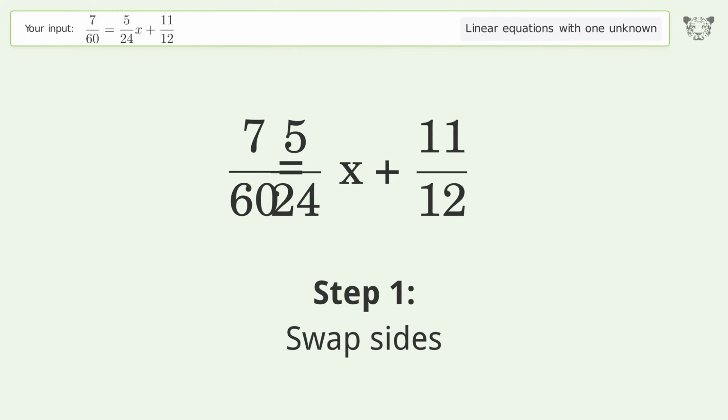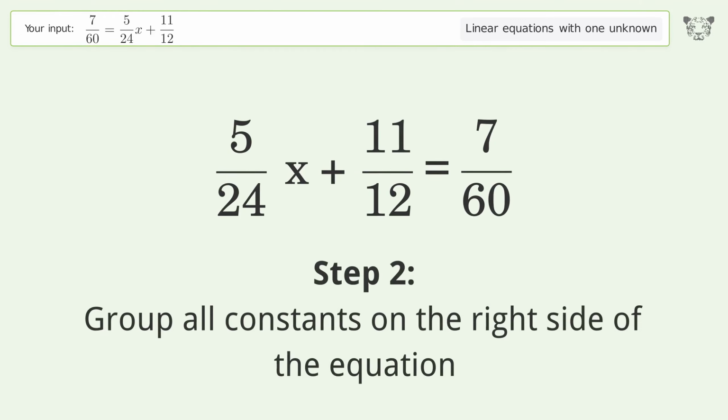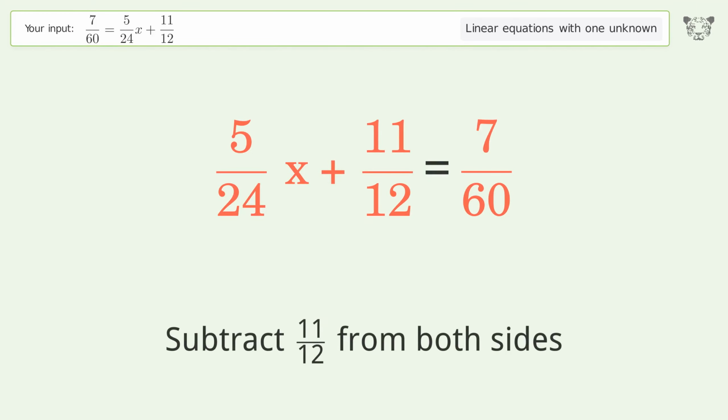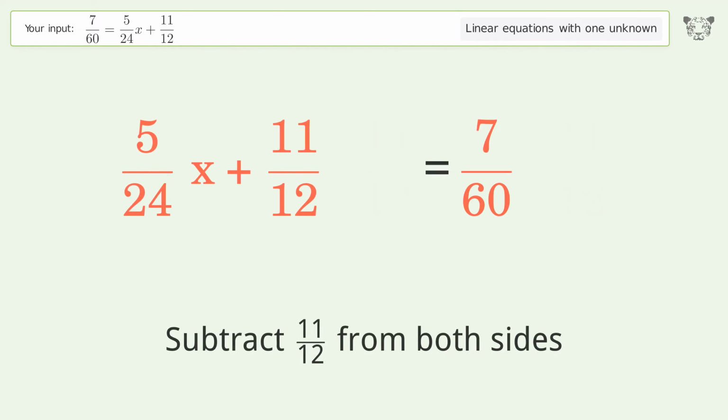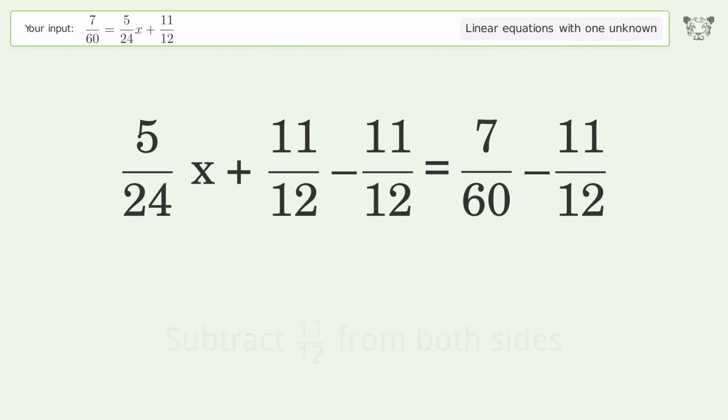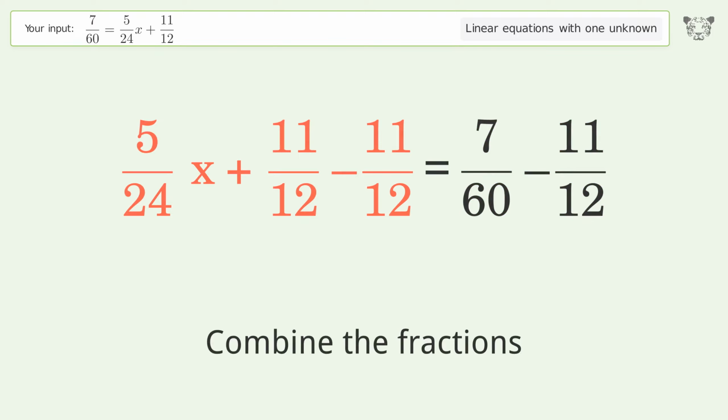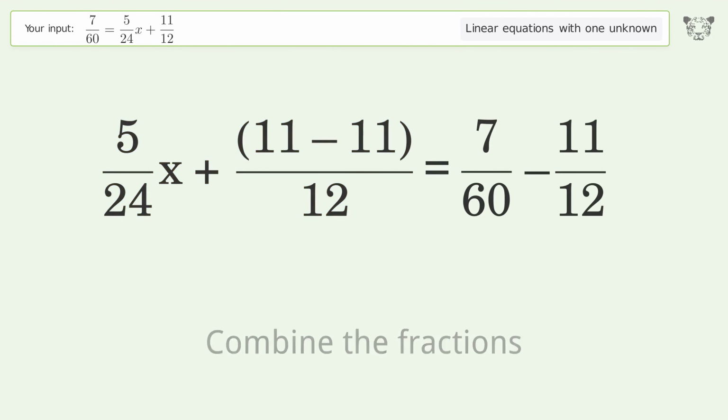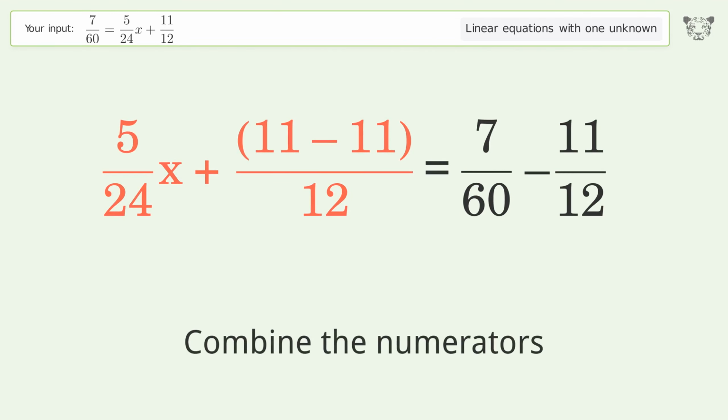Swap sides. Group all constants on the right side of the equation. Subtract 11 over 12 from both sides. Combine the fractions. Combine the numerators.